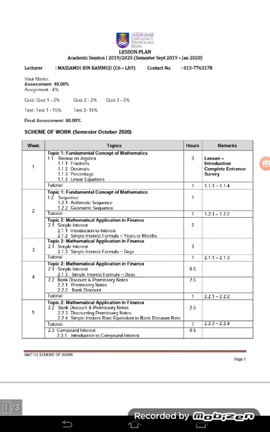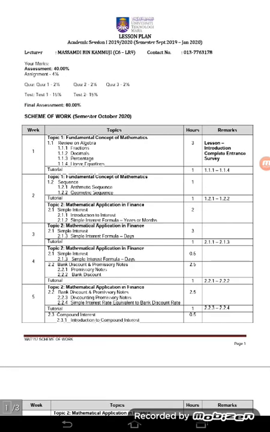Okay, so I will teach you M8112 Business Mathematics. First, your marks. Your marks will consist of assessment and final assessment. The final assessment is the final examination. So assessment is 40% and final assessment is 60%.